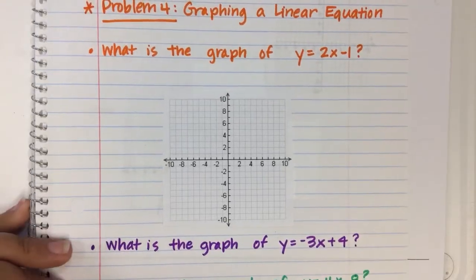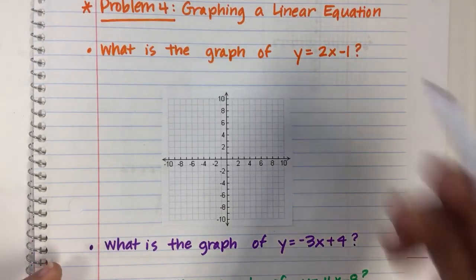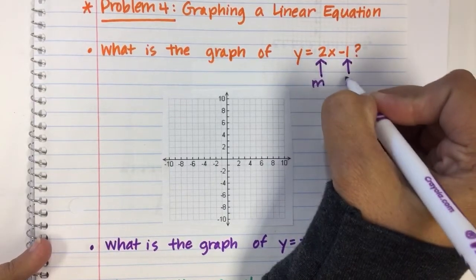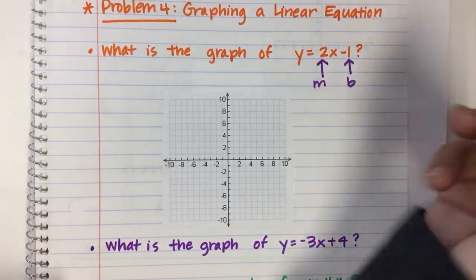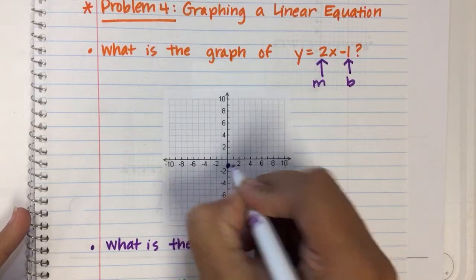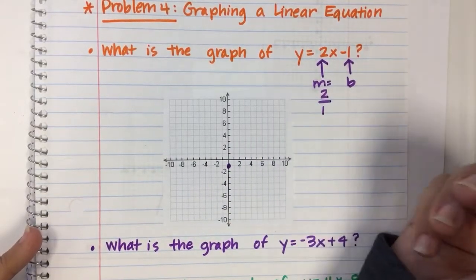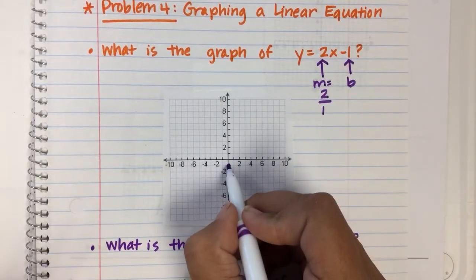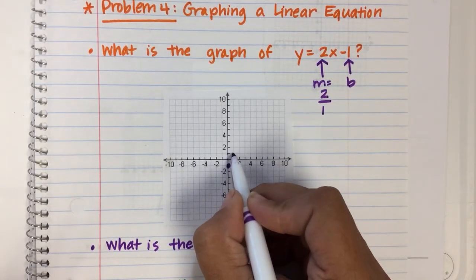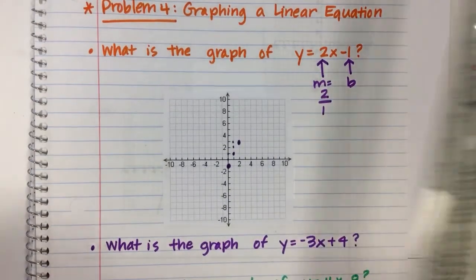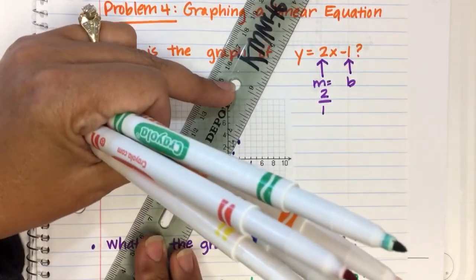All right, the last type is graphing these. We know that 2 is the slope and -1 is the y-intercept. So first I'm going to graph the y-intercept, -1, and then I know that this slope is 2, which is written as a fraction as 2 over 1. So I go up 2, over 1, up 2, over 1. And that's how I graph that.